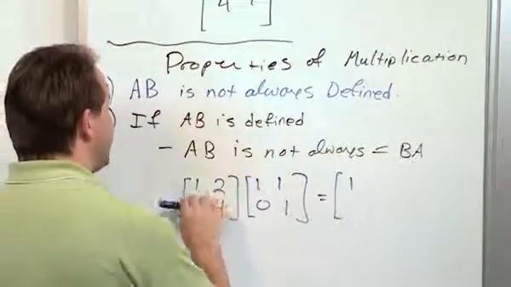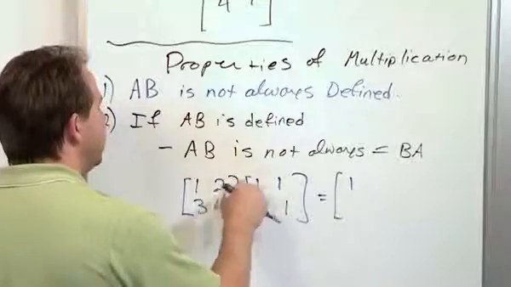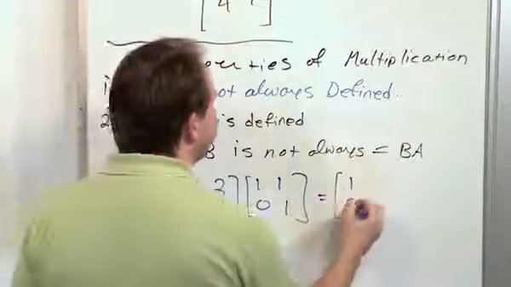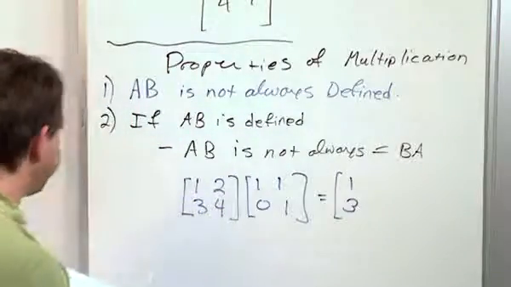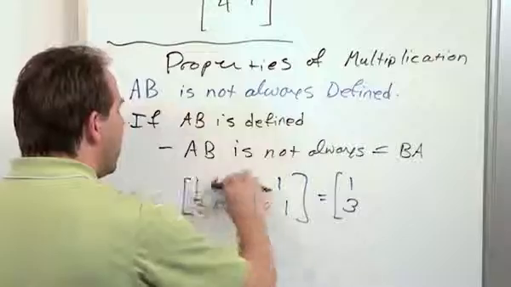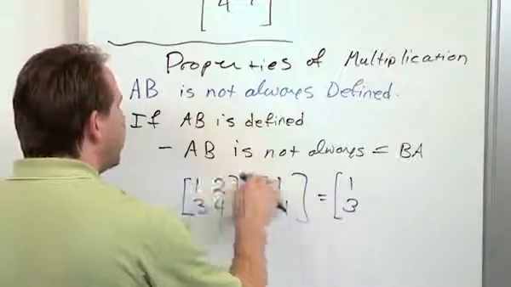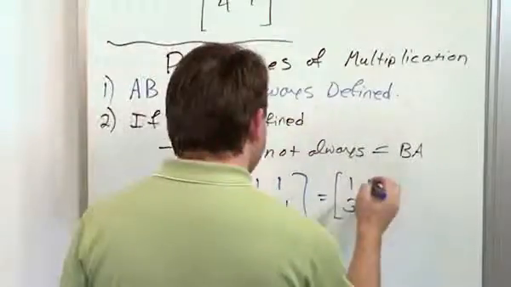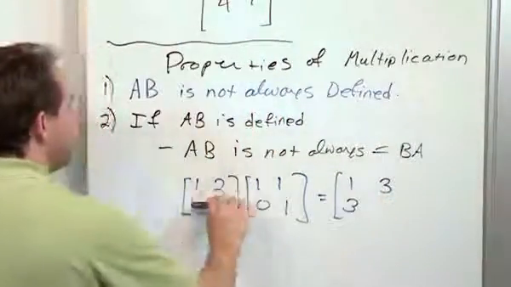And then we go down here, go over and down. 3 times 1 is 3. 4 times 0, 0. So what I'm going to get down here is just simply 3 when I add those together. Now I can't go down any farther, so let me go over and down in the second column. 1 times 1 is 1. 2 times 1 is 2. When I add them together, I'm going to get a 3. And finally, I'll go over and down.